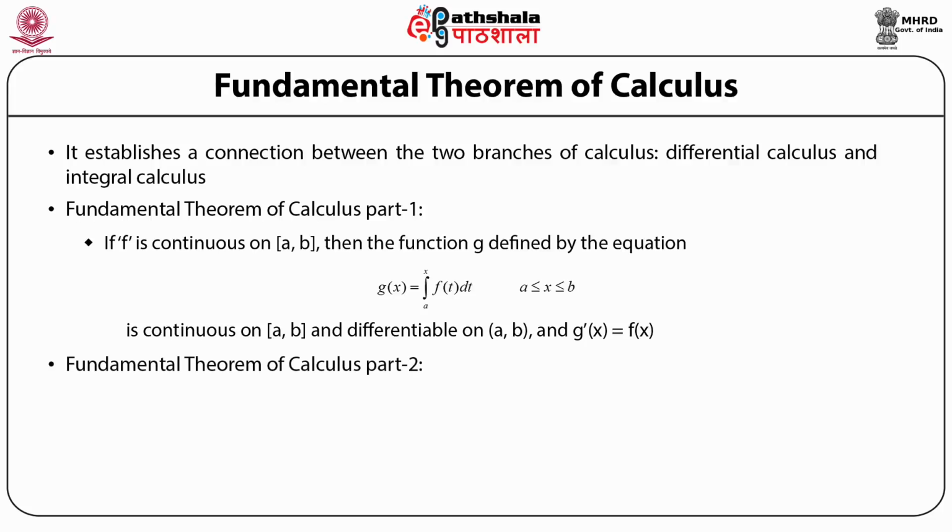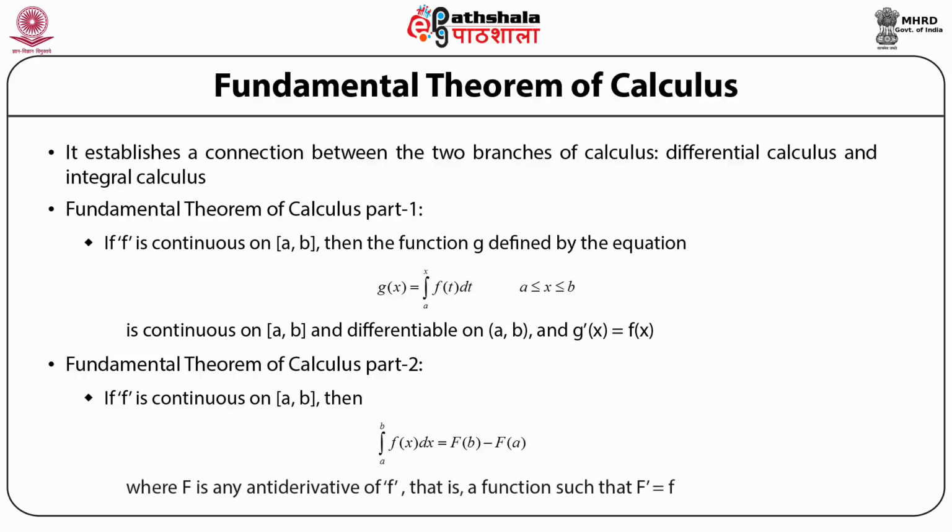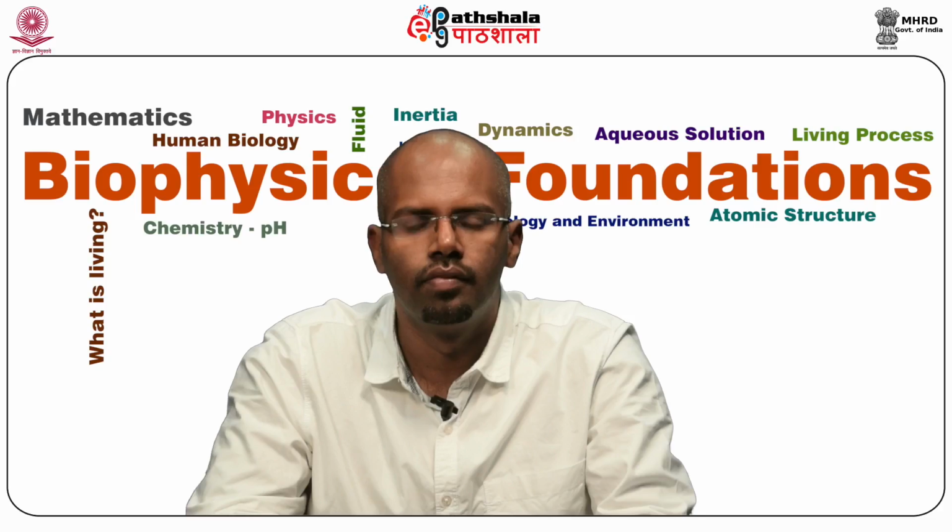Fundamental theorem of calculus part 2. If f of x is continuous on a comma b, then the integral of f of x within the limits a to b, you can write it as capital F of b minus capital F of a, where capital F is any antiderivative of small f, that is a function such that F dash is equal to f.